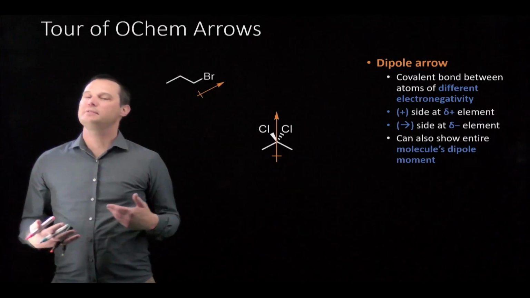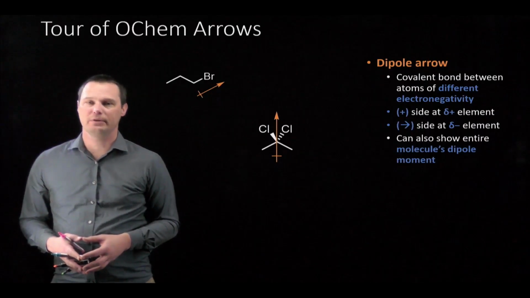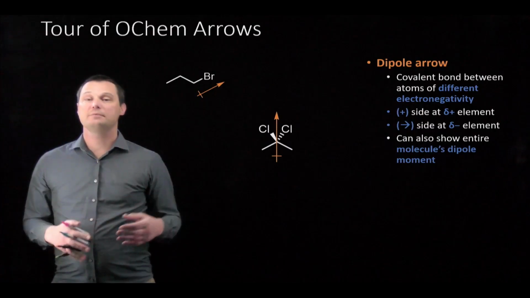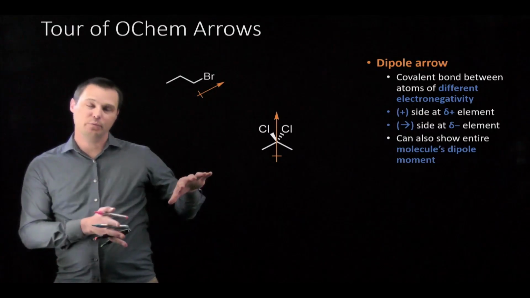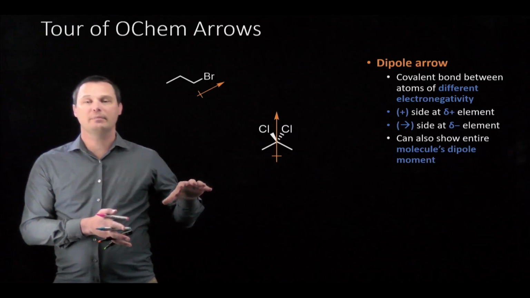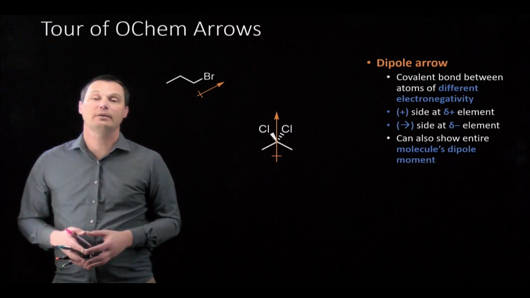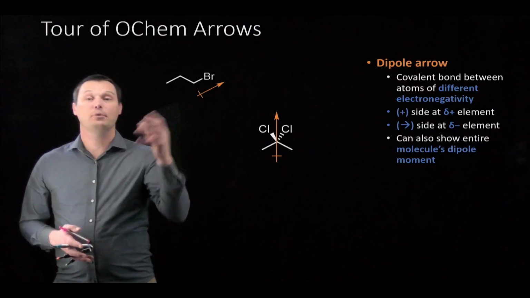The dipole arrow helps us illustrate important properties of organic molecules. When we have a covalent bond between 2 atoms of differing electronegativities, that bond is a polar covalent bond. Most of the electrons will be around the more electronegative element in that covalent bond, and there will be less electron density around the less electronegative element. And the dipole arrow illustrates this.